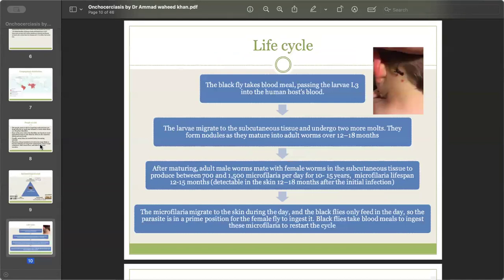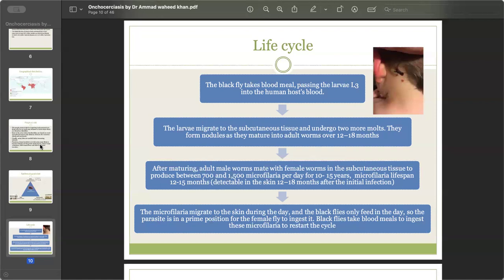Life cycle: the black fly takes a blood meal, passing the larva into the human host's blood. The larvae migrate to the subcutaneous tissue and undergo two more molts. They form nodules as they mature into adult worms over 12 to 18 months. After maturing, adult male worms mate with female worms in the subcutaneous tissue to produce between 700 and 1500 microfilariae per day for 10 to 15 years.